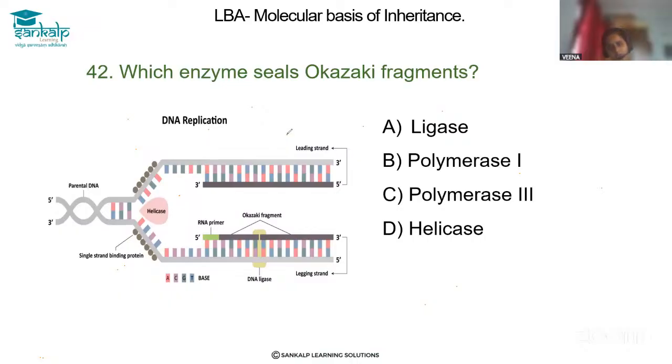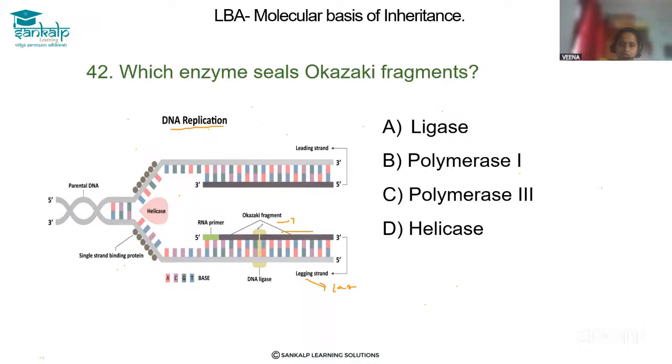Let's solve question 42. Which enzyme seals Okazaki fragments? So dear students, you have already studied that during the replication process, DNA polymerase cannot synthesize directly in the 3 dash to 5 dash direction. So DNA polymerase 3 adds small fragments. Those fragments are called Okazaki fragments. Once the synthesis is completed, it becomes the lagging strand, because it has very small fragments.